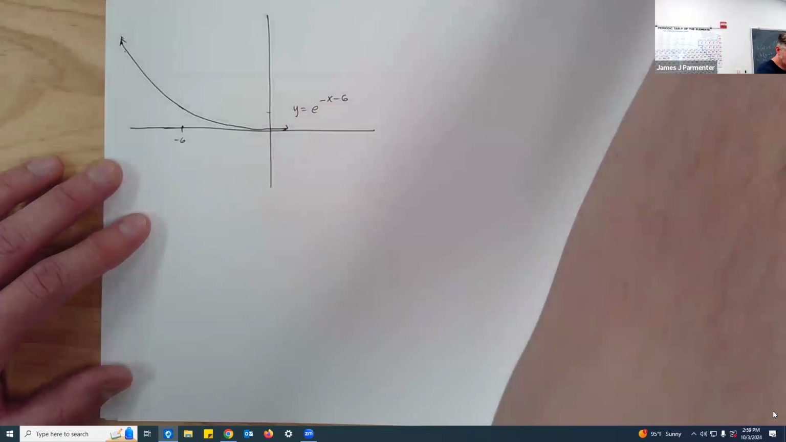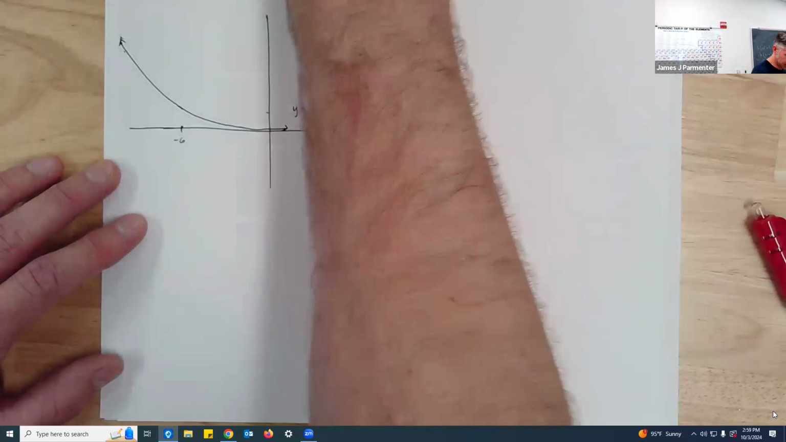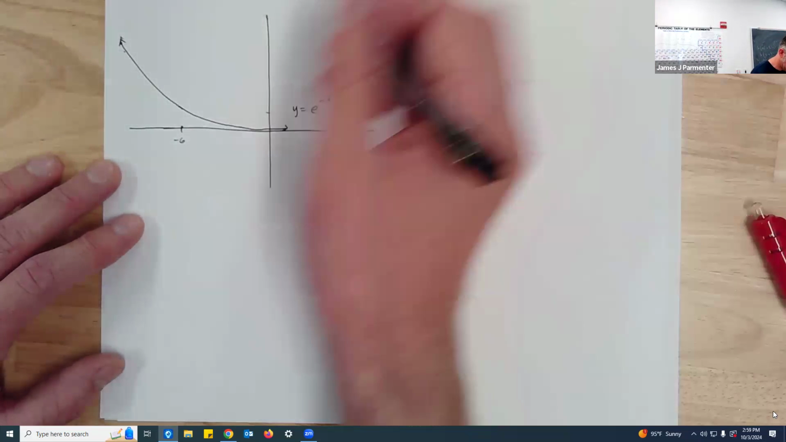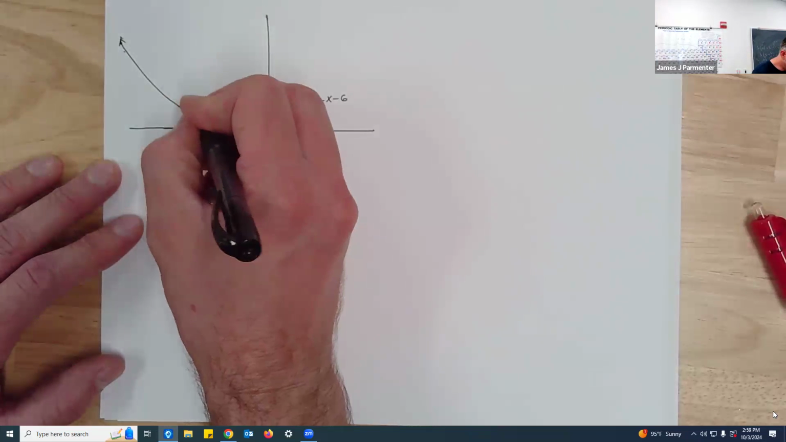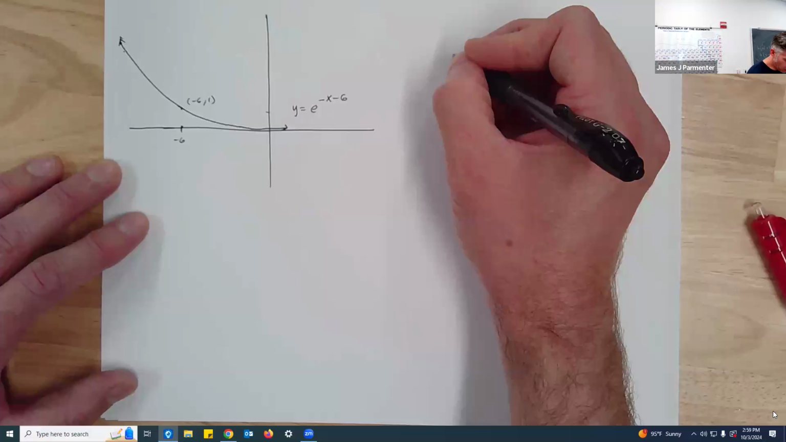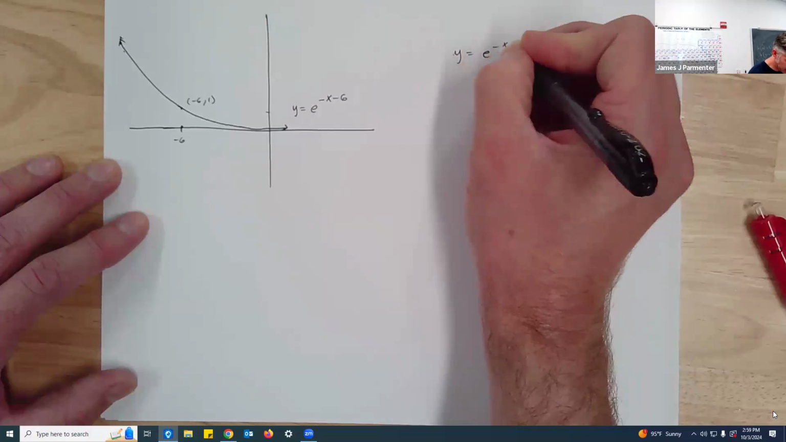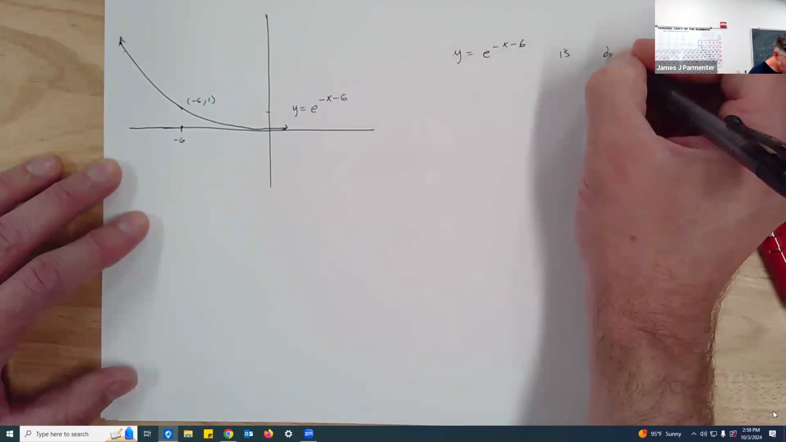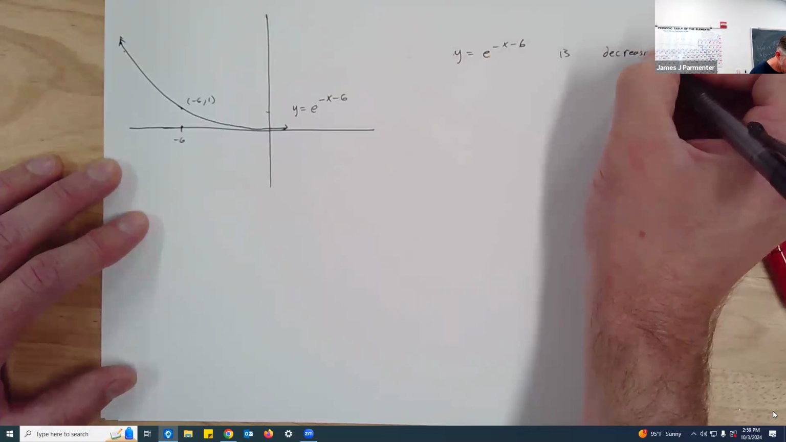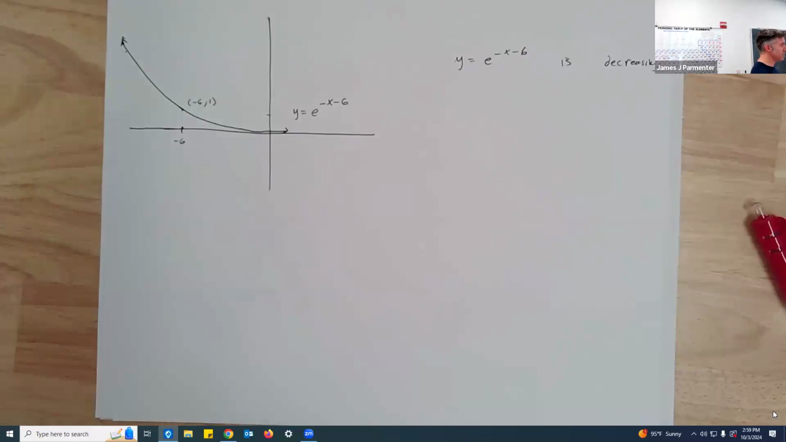Yeah, it's a minus 6, right, James? Yes, it is, because if x is negative 6, you get positive 1. What I want to say about this, though, is this function, y equals e to the negative x minus 6, is decreasing, which you can totally see just looking at it, right? When we're talking about increasing or decreasing, or really anything about a function, we always move from left to right, unless someone specifically says otherwise.